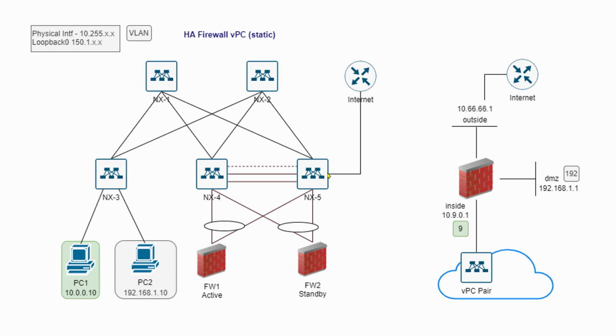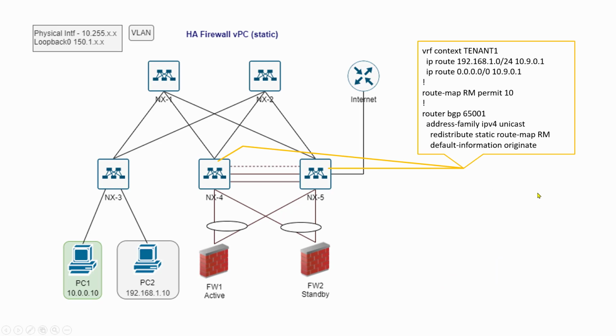And I'd also move the internet out here to Nexus 5. Ideally in the real world, you'd maybe make that redundant as well, but we don't need that for our example. So let's look at the key configuration, which is pretty much the same as one of the first ones we did. The difference is it goes on both 4 and 5. So 4 and 5 both have this static route pointing to the inside interface of the firewall, and a default route pointing to the inside interface, and then we're redistributing these static routes.